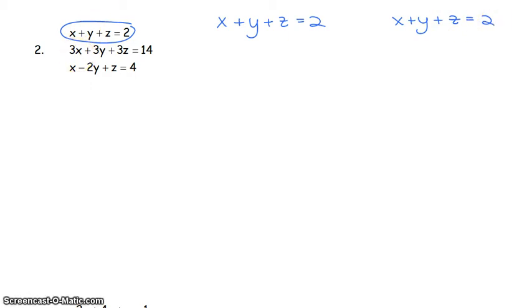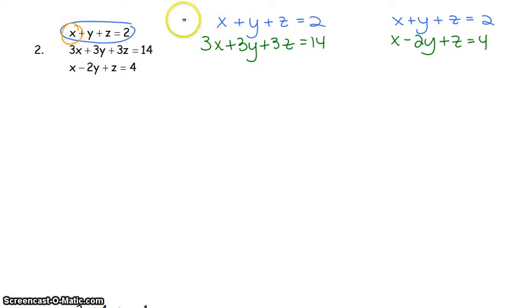And then we're going to write the other equations below it. So we've got 3x, 3y, 3z is equal to 14. We've got x minus 2y plus z is equal to 4. Now, you have to choose one variable, because remember, you want to eliminate the same variable each time. So I'm just going to choose the x.